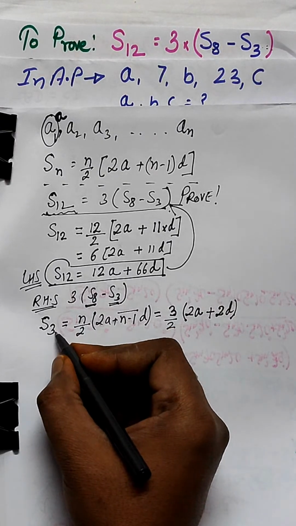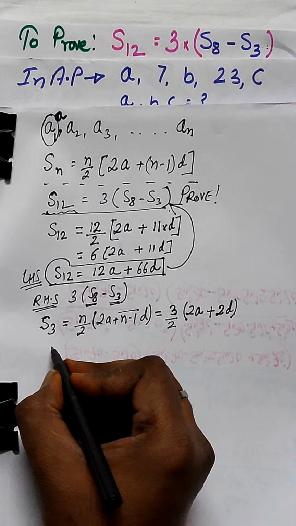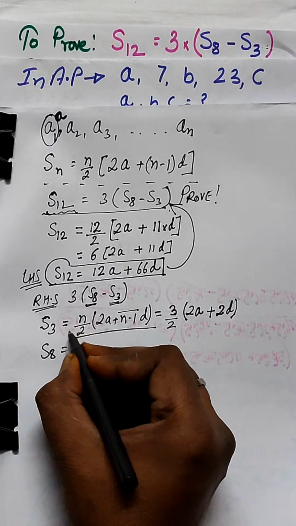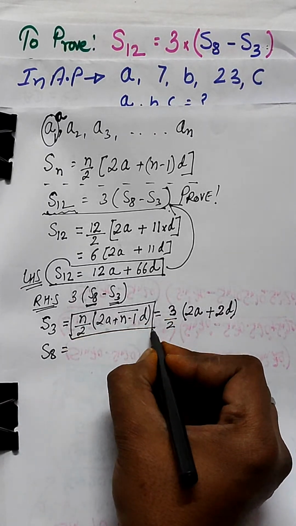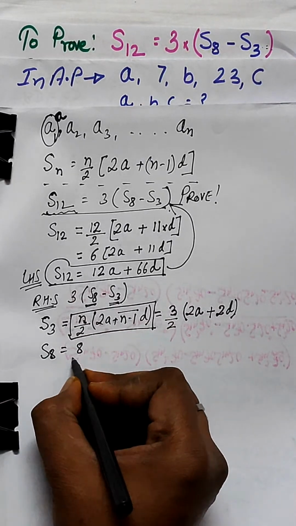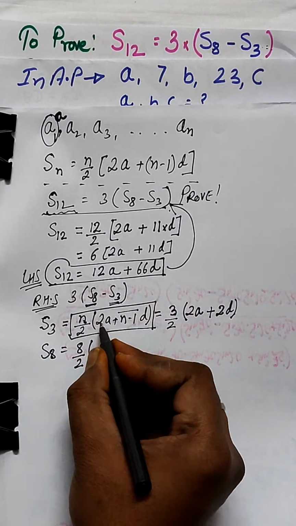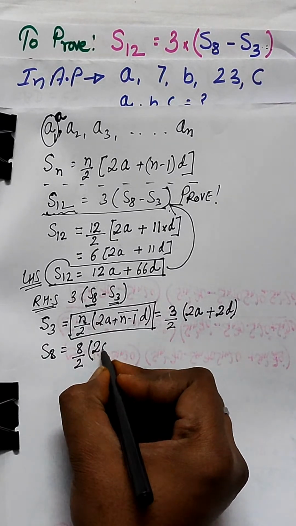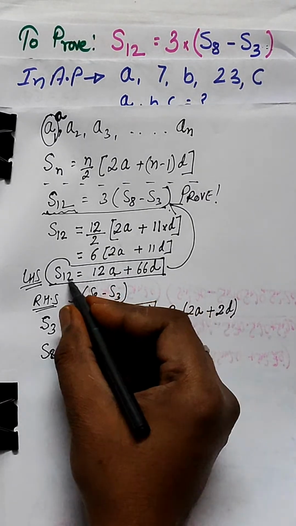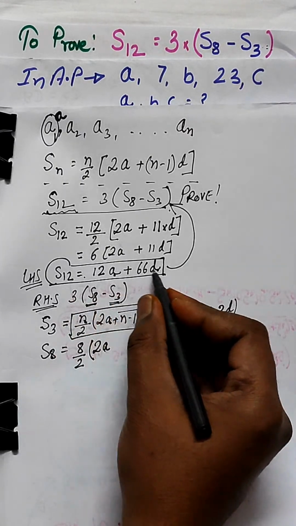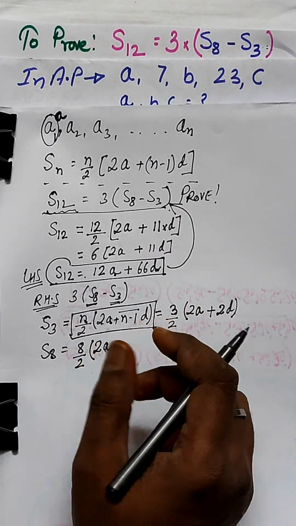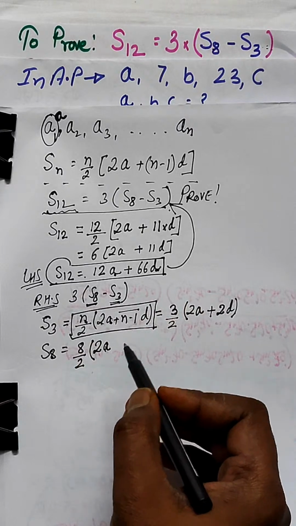Now what is the value of S8? Using the same formula, n by 2 into 2a plus (n minus 1) into d, put the value of 8 in place of n. This will come as 8 by 2, 2a... a is a variable to us that is not known, even in S12. d is also a variable to us. So we will just put in the values and get the answer of LHS and RHS in terms of a and d.